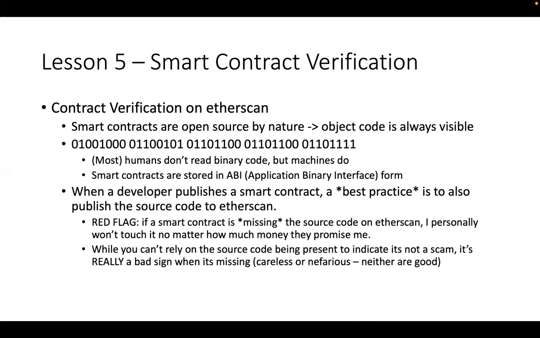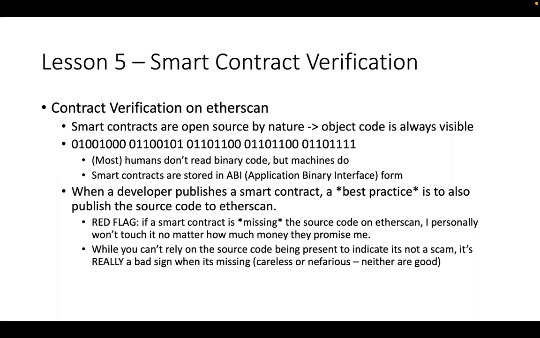What a best practice is, though, is when a smart contract developer publishes code, they really ought to publish their source code with it. Now, they don't have to. In fact, if you really wanted to, you could look at the zeros and ones and figure out exactly what they're doing. The problem is, most of us don't read zeros and ones. Computers do. And if you don't publish the source code, it usually just means that you're either being careless or you're being nefarious, doing something really, really bad. Either of those is a huge red flag.